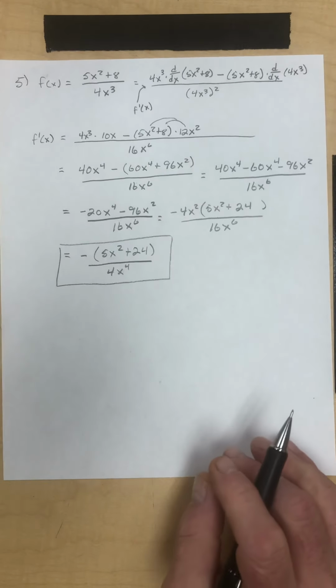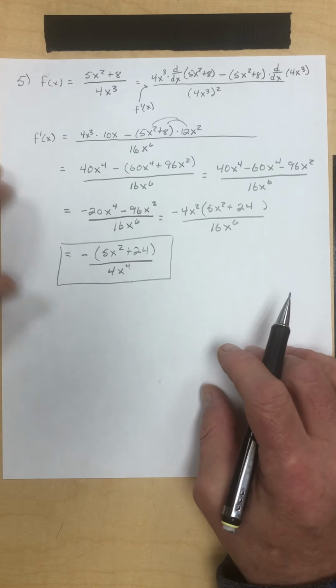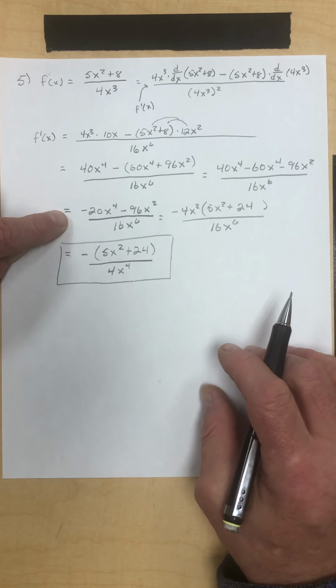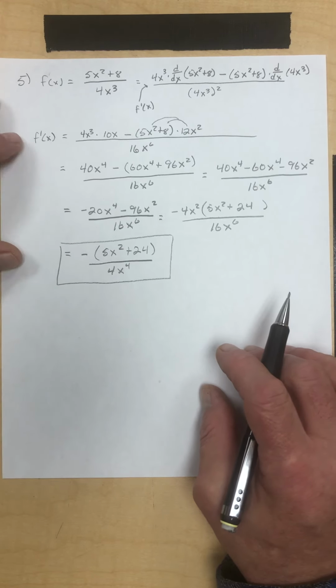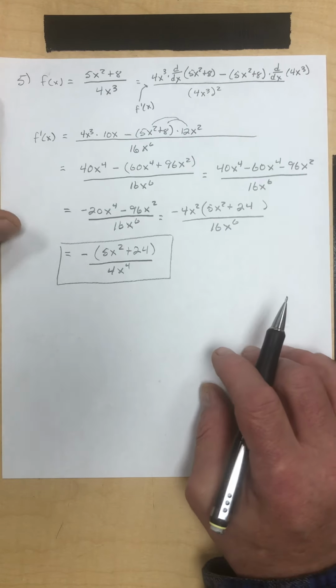Now you're not always going to end up with something that can be reduced. A lot of times you end up with an answer and there's nothing you can do with it. But with this one, we could reduce it. We've got one more problem to do.